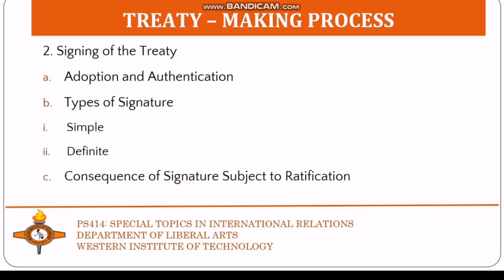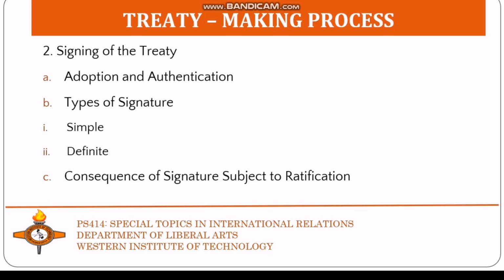Next, we have the signing of the treaty. The principle of alternat is observed, according to which the order of naming of the parties and the signature of the plenipotentiaries is varied so that each party is named and its plenipotentiary signs first in the copy of the instrument to be kept by it. First thing to happen is the adoption and authentication. Adoption takes place when the states that took part in the creation of the instrument certify that they have reached consensus to adopt the same.